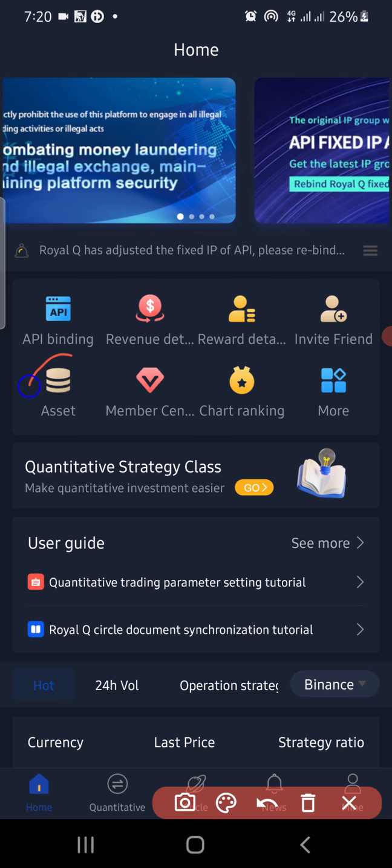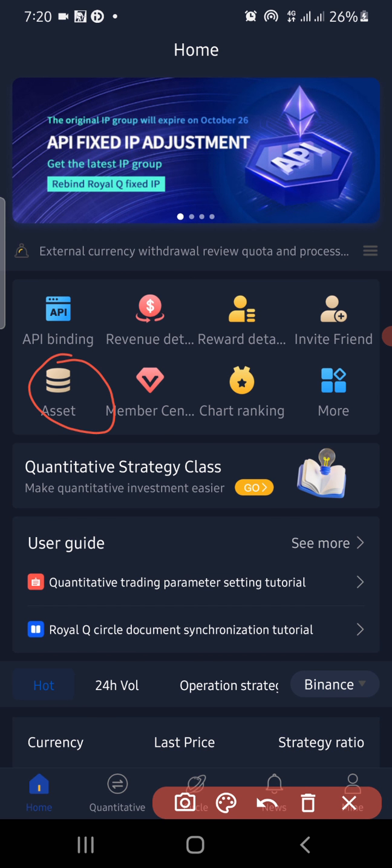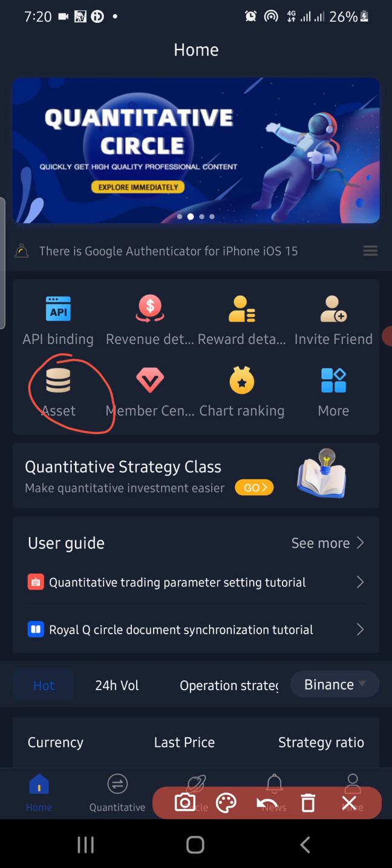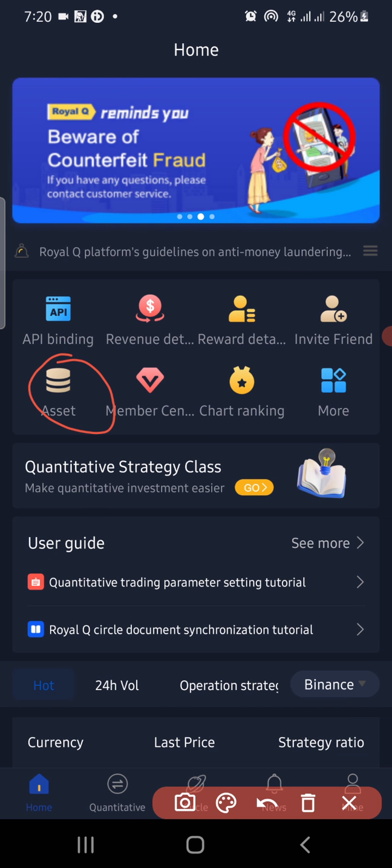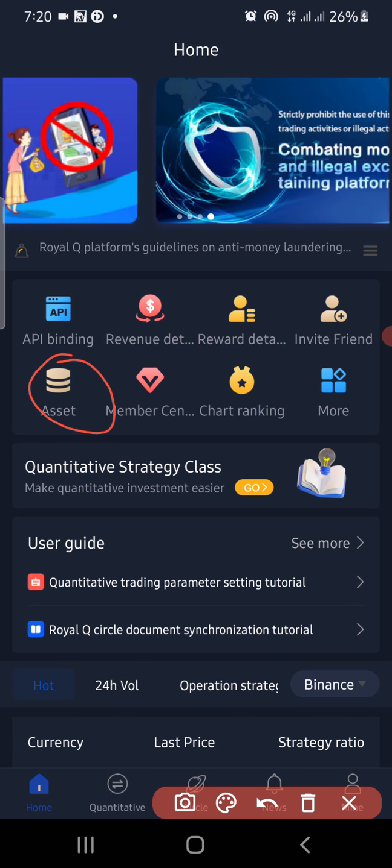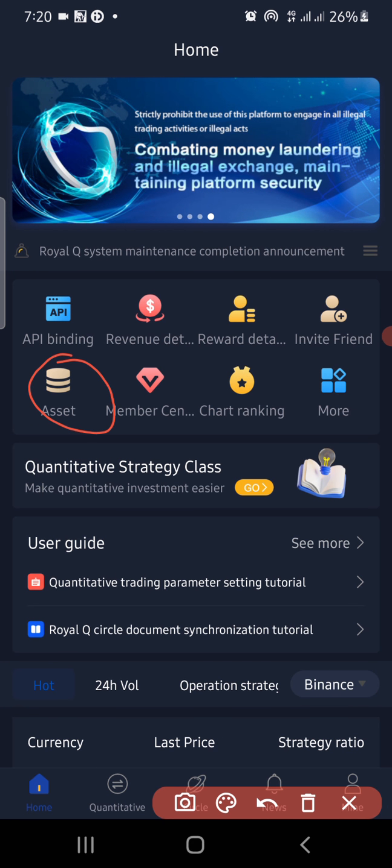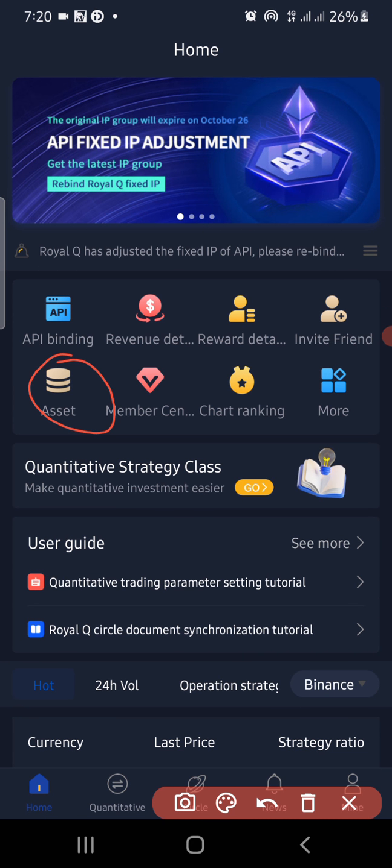Then when you click here, of course, that is your asset balance on ROYALQ. So you should ensure that you have at least 10 USDT on ROYALQ, so that as the bot is making profit for you, it has enough USDT to deduct for fee. Otherwise, the trading will stop and you have to refer to continue trading.